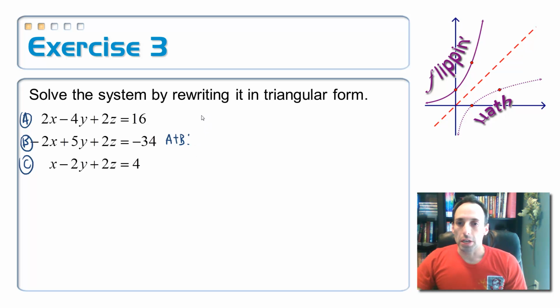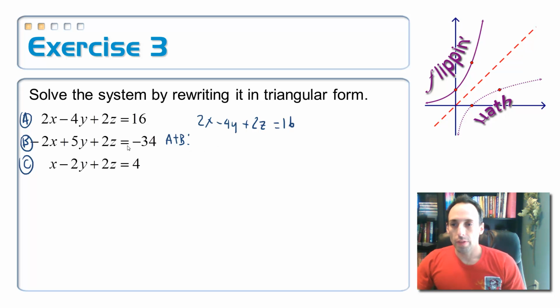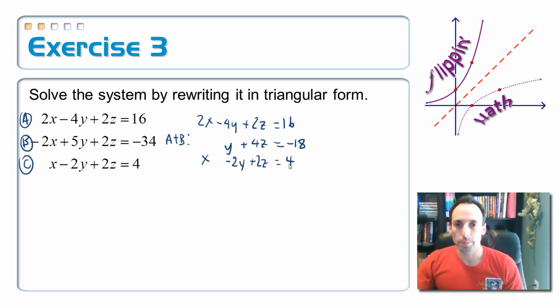So A doesn't change. It stays 2x minus 4y plus 2z is equal to 16. Okay? And then if I add A and B together, the x's are gone. I will have 1y plus 4z is equal to negative 34 plus 16, which is negative 18. Okay, and then equation C stays the same. So x minus 2y plus 2z is equal to 4.